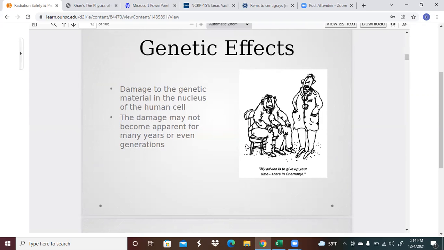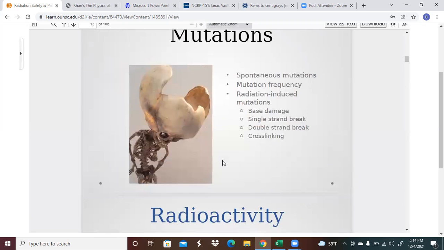Genetic effects. Damage to the genetic material in the nucleus of the human cell is what the patient's going to be experiencing. Damage may not be apparent for many years or perhaps even generations. What can happen from that? Well, we can end up with genetic mutations. These can be spontaneous. These can be frequent depending on what is transpiring.